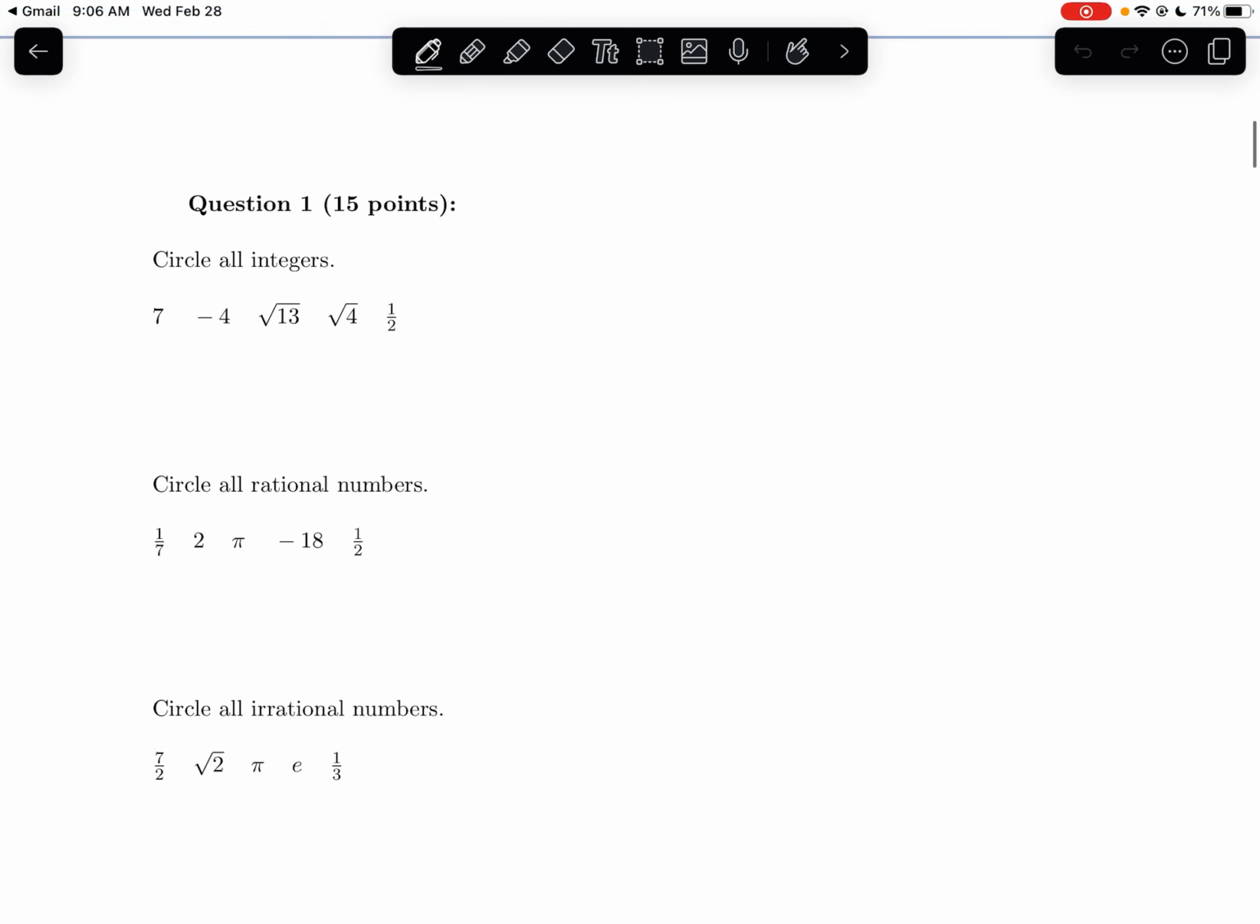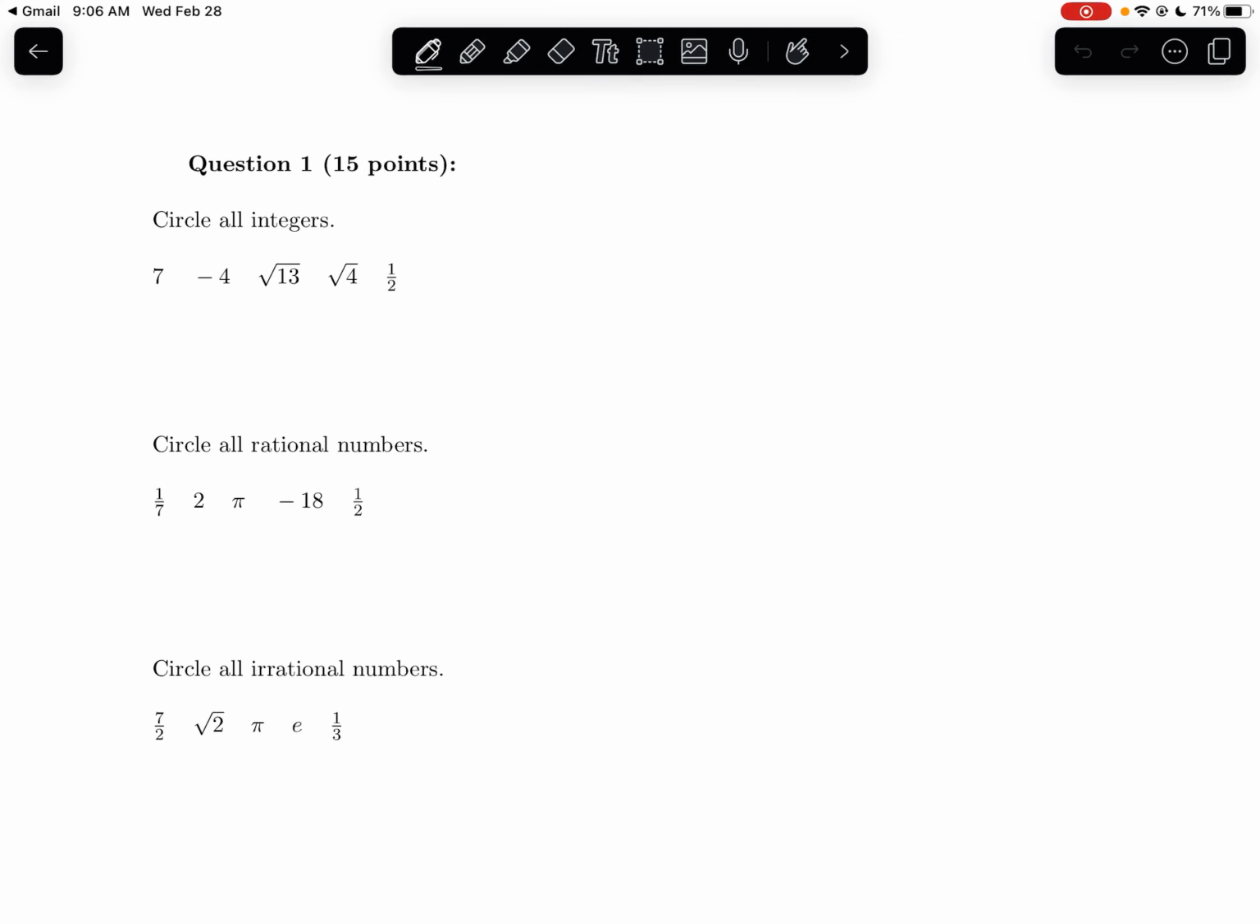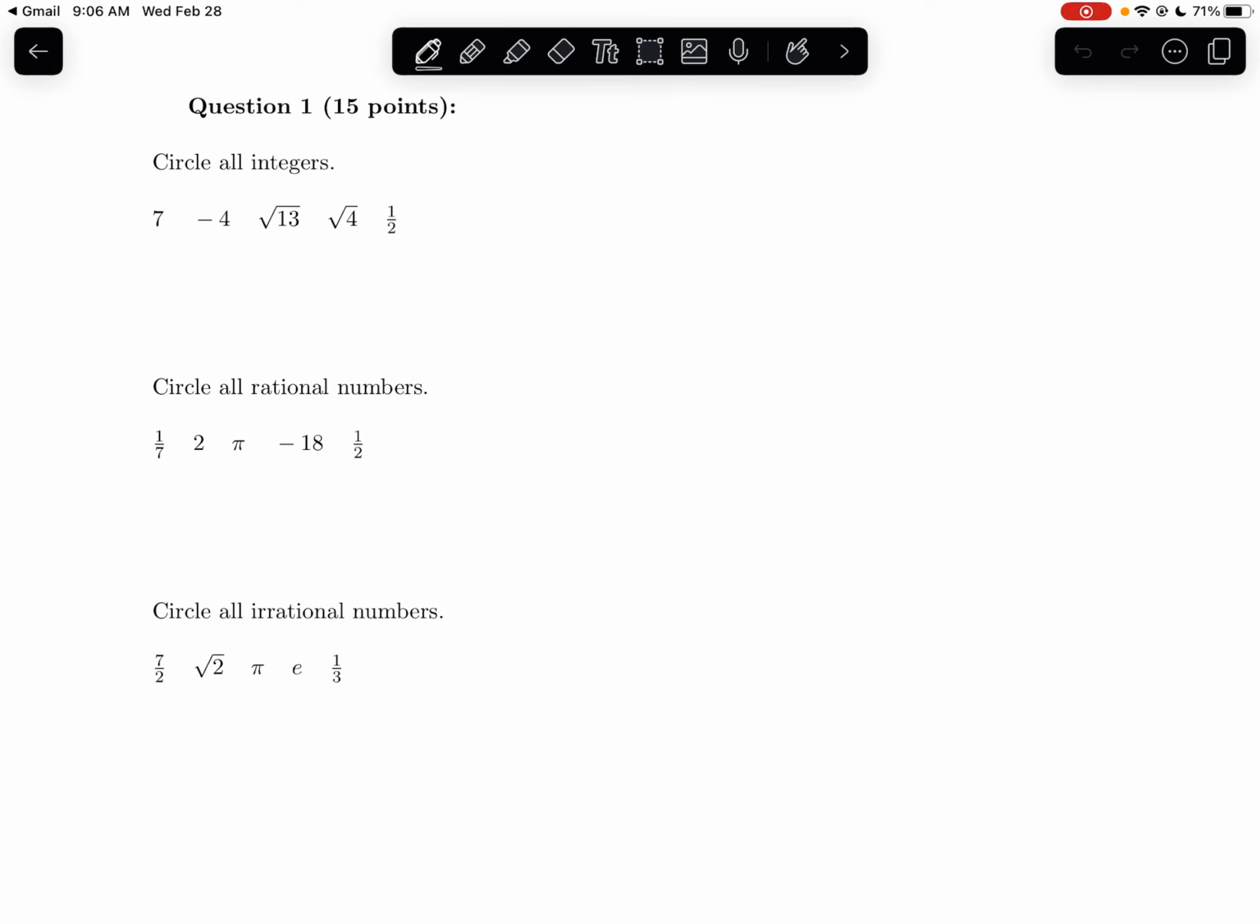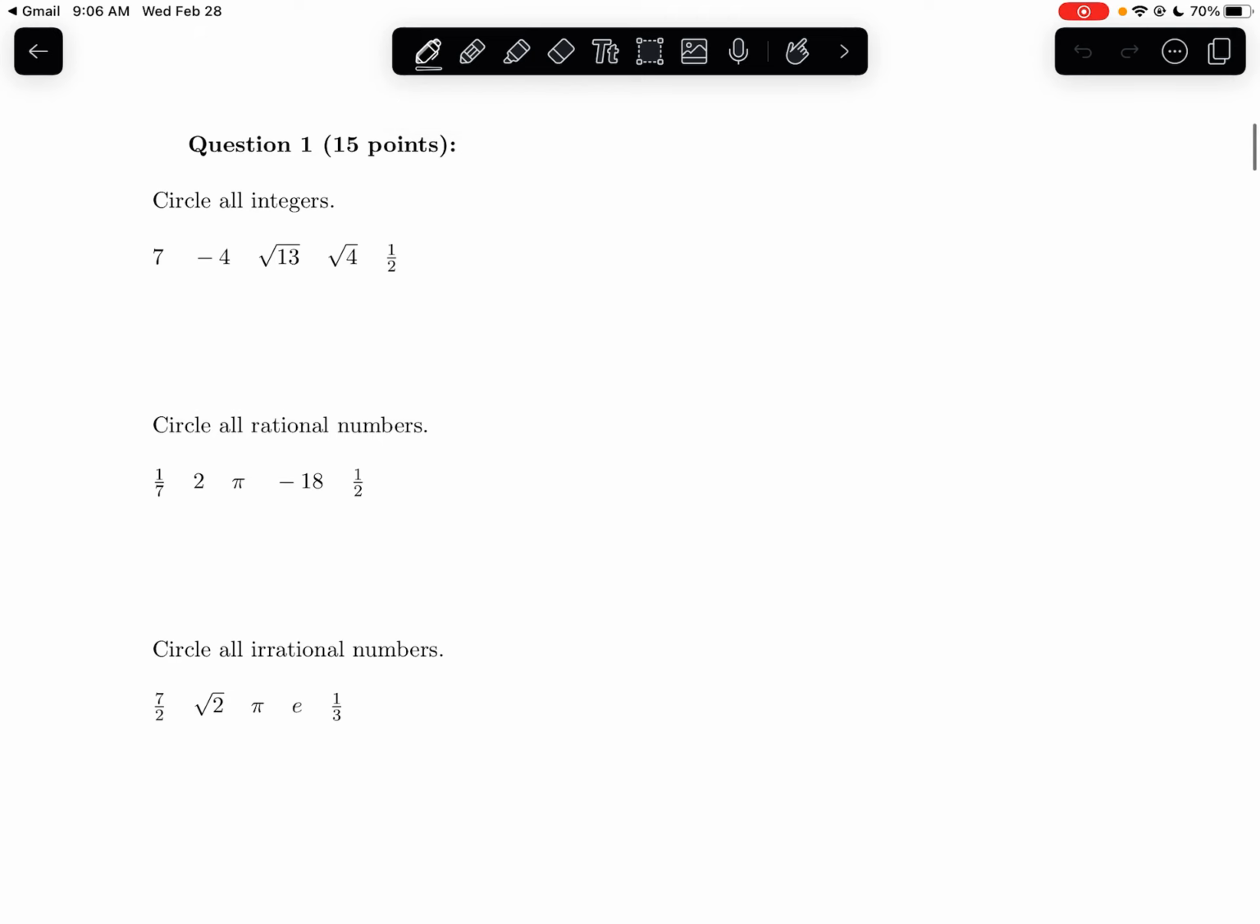So question 1 here is worth 15 points. It says we're going to have 3 sections. We're going to be asked to circle all of the integers, circle all of the rational numbers, and circle all of the irrational numbers from the respective sets of numbers. So for this first one here, circle all integers.